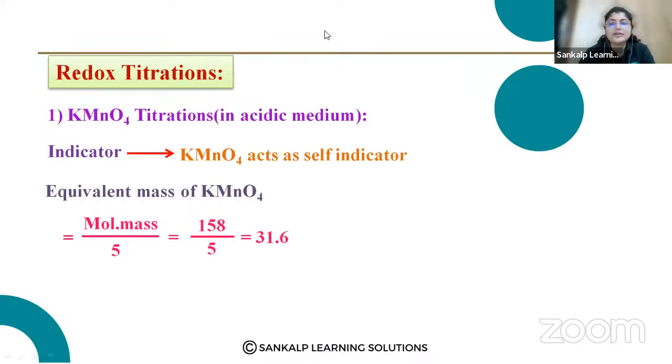So what is redox titration? Here you take two solutions, A and B. One will be a reducing solution, another will be an oxidizing solution. One will undergo oxidation, another will undergo reduction. Out of the two solutions, one solution will be known, whose strength and concentration will be known.